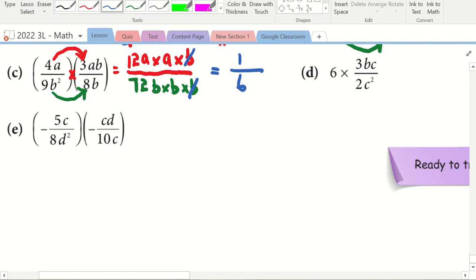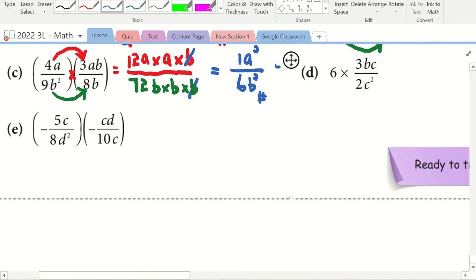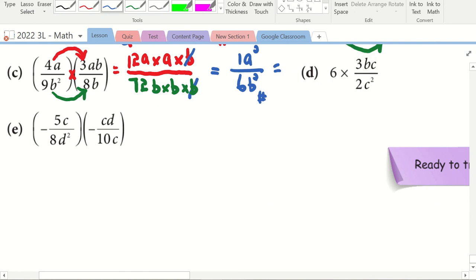But look on top, what else is left on top? A times A, right? What is A times A? A squared. What is left below? B times B, right? What's the meaning of B times B? B squared. This answer is good, but I can write another way. What's another way? Just write the A square only. No need to write the invisible one. Okay? Both are okay.